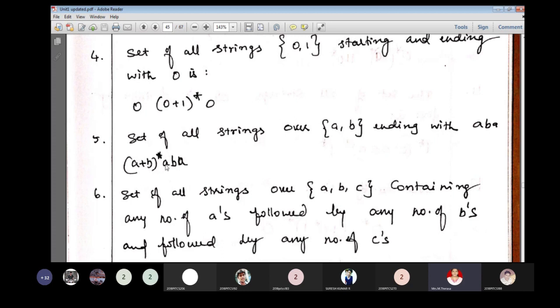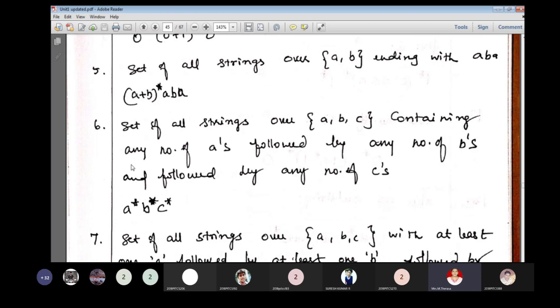Set of all strings over A, B ending with ABA. So at the end we should have ABA. At the beginning you may have any strings of A's and B's. So any strings of A's and B's can be represented with the regular expression A plus B, the whole star. So star represents 0 or more repetitions of the symbols A and B.